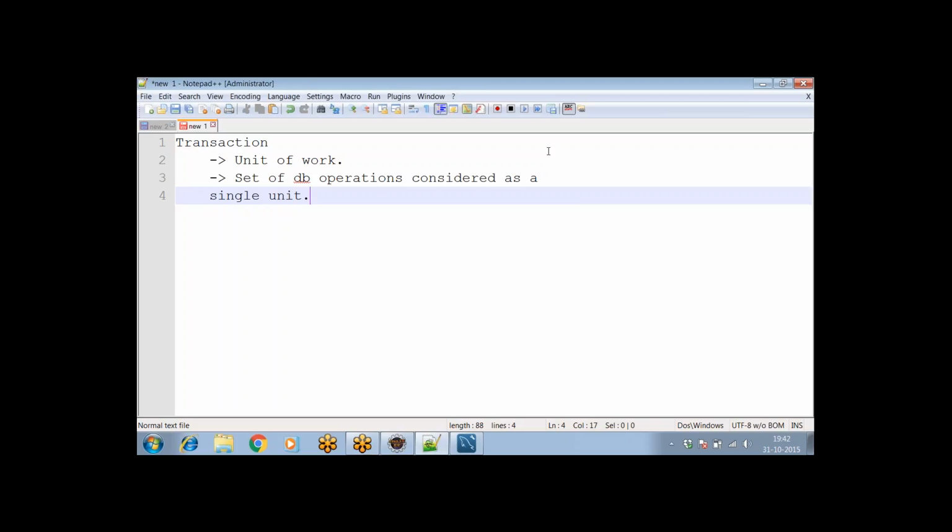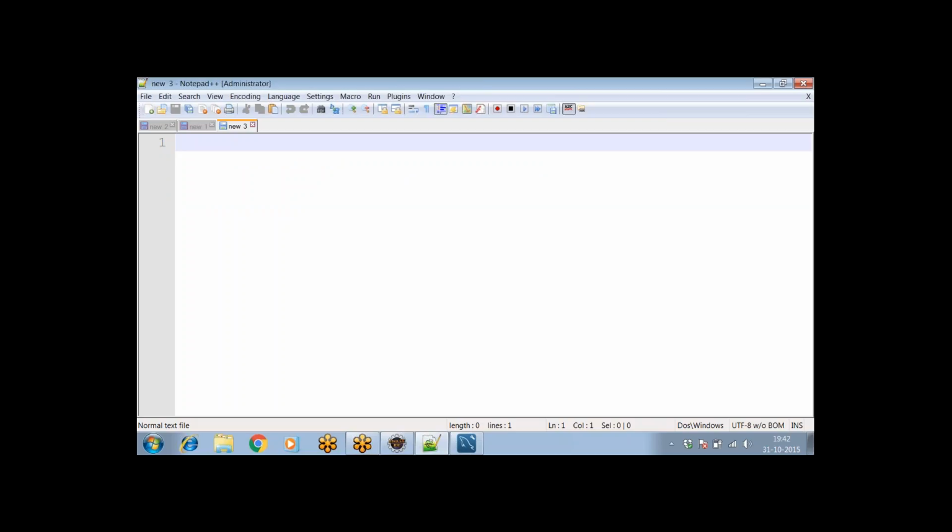So why should the set of operations not be further divided? Because they are all related. So for example, consider a transaction, transfer of funds from account A to account B.